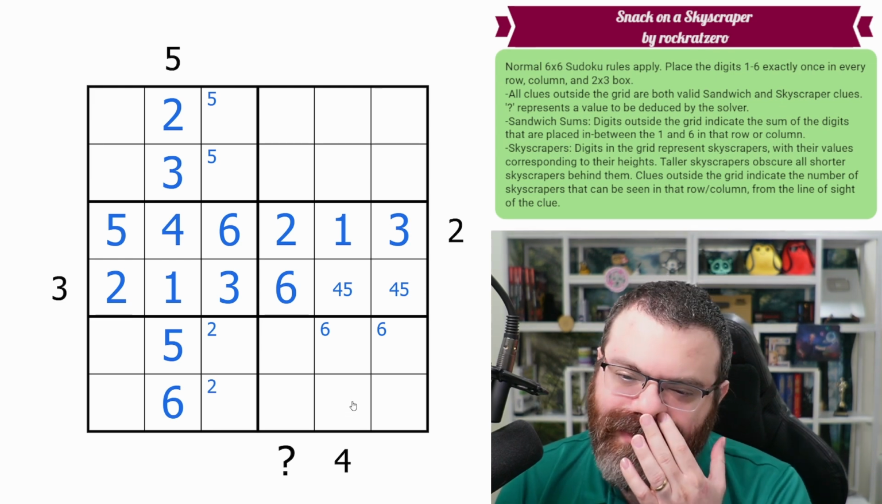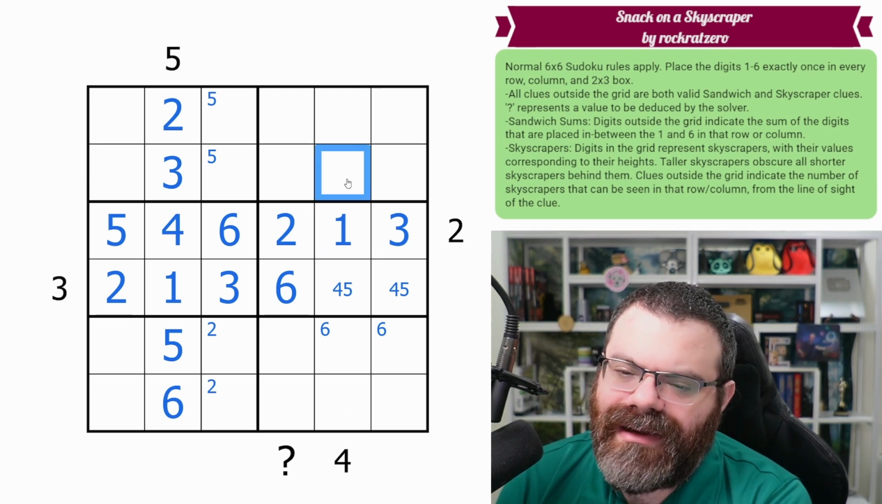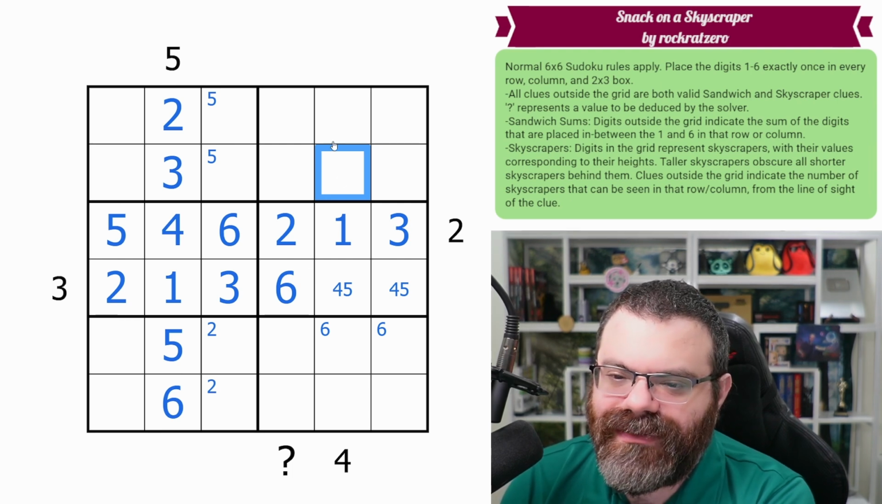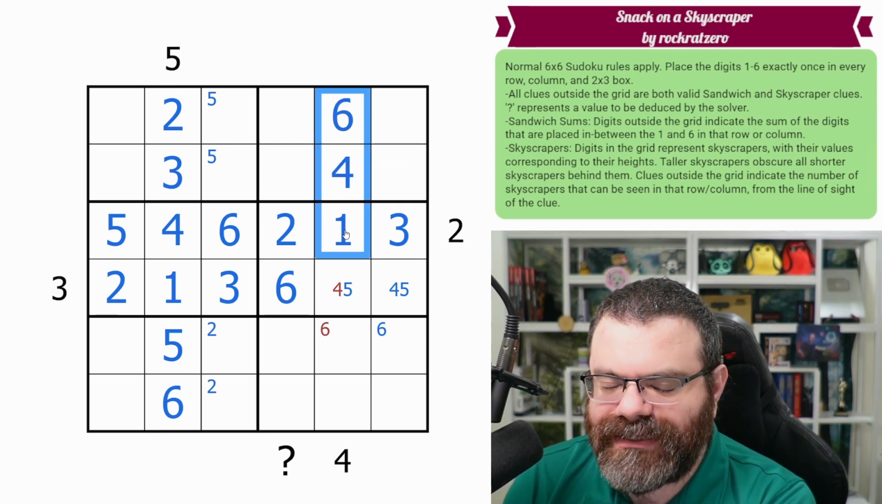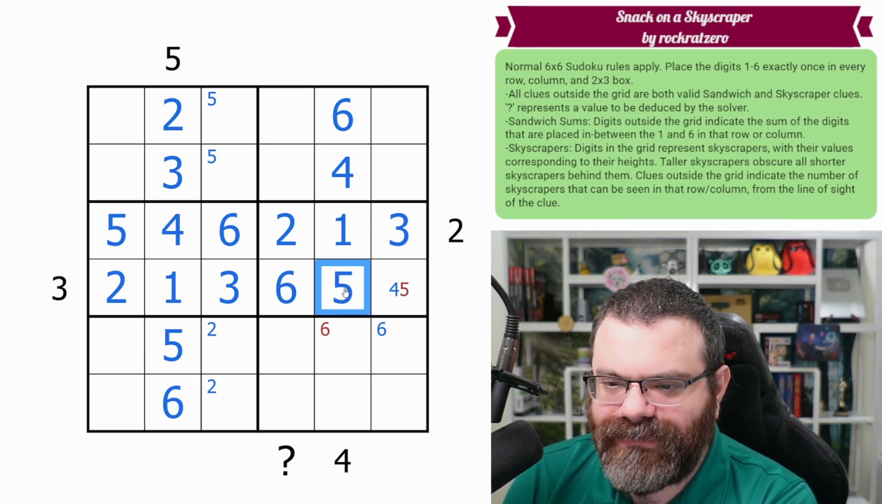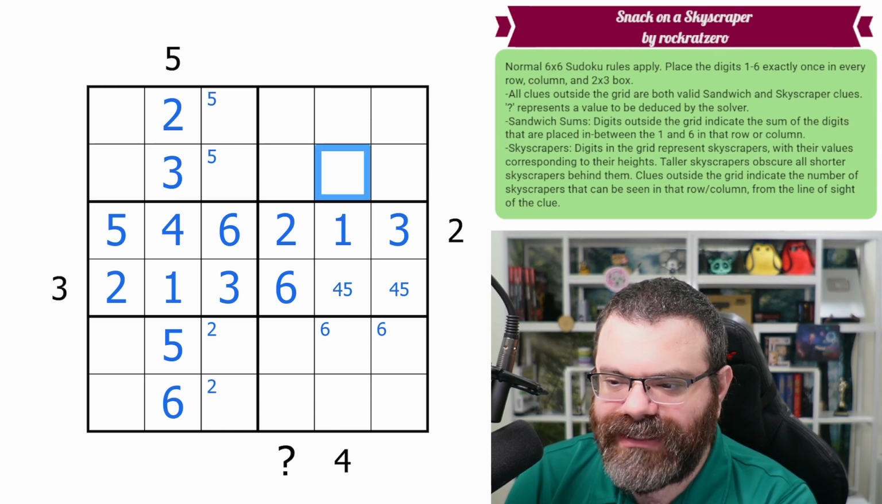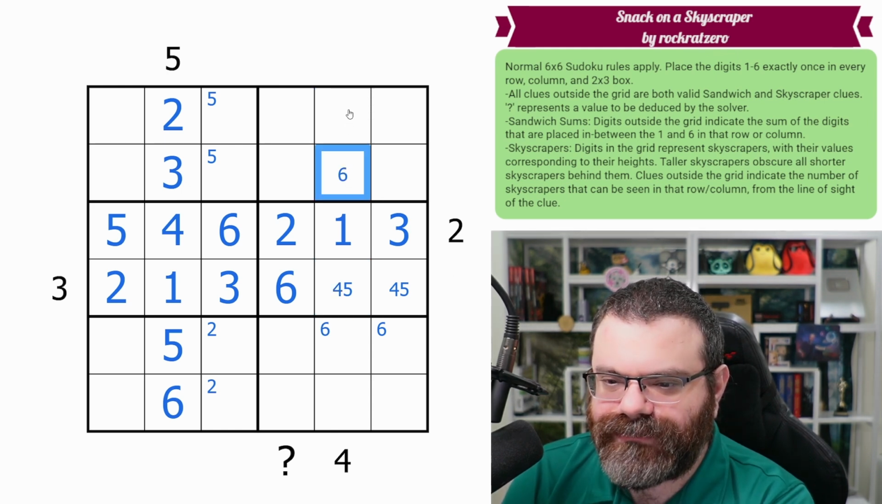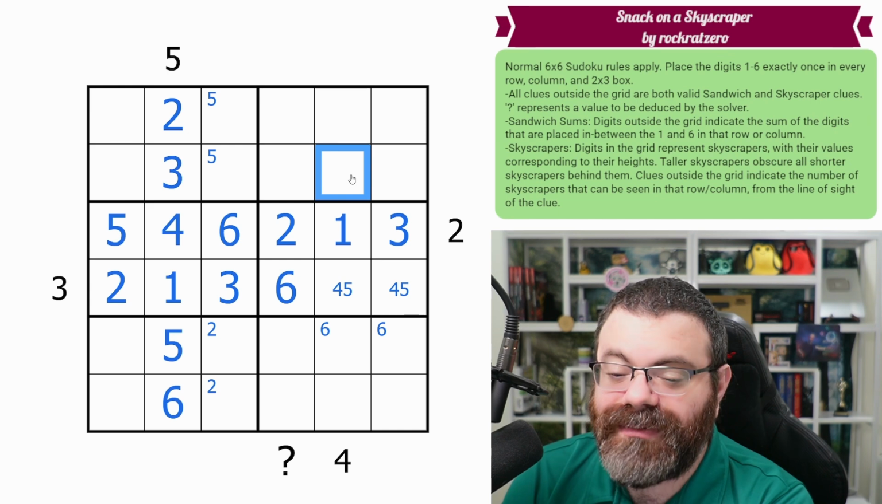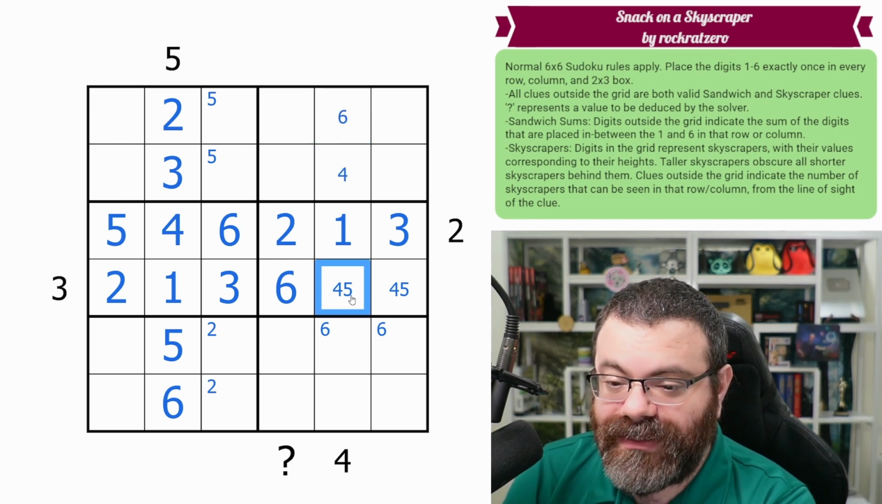Is it the skyscraper or the sandwich? Again, 4 is on its own. So this is either going 4, 6 like this. Now, if we did 4, 6 like this, how would we do a 4 clue? This would be the 5. Right, so we would see this cell, we'd see the 5 and the 6. That works. So let's not do big digits. Sorry, this would be 4. This would be 6. This would be 5. I'm going to use corner marks for this. 4, 6. This would be 5.